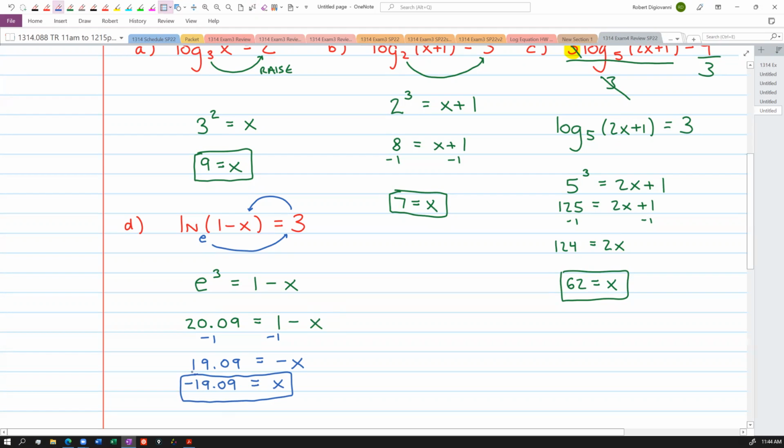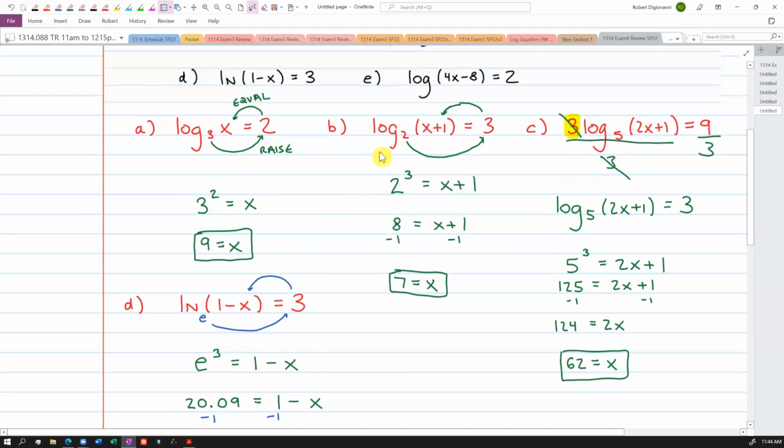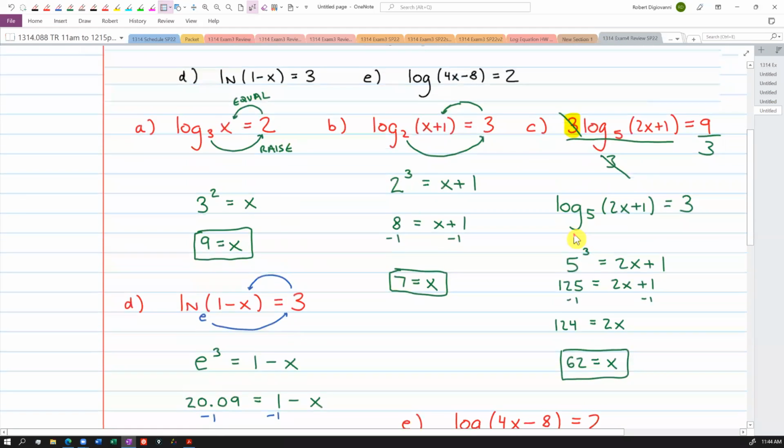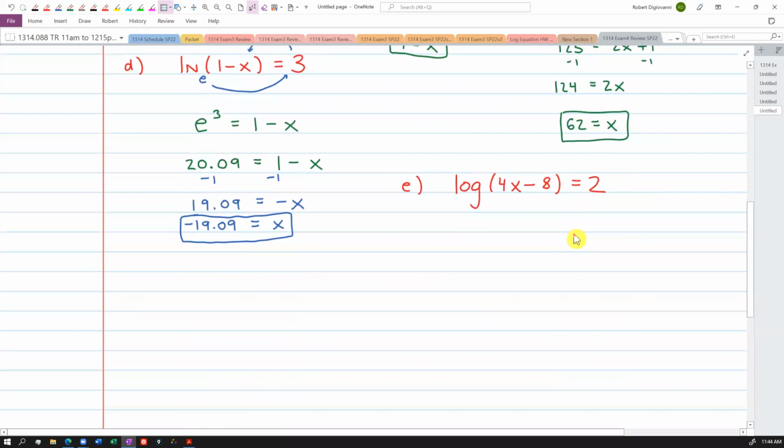Questions? Okay, E is log 4x minus 8 equals 2. So again, we have a log, it's isolated, right? It's by itself. So we can do the loop, but we need to know the base. And when it's log, the base is 10. Okay, so we have to know that there's a 10 down here. And now we just do the loop.